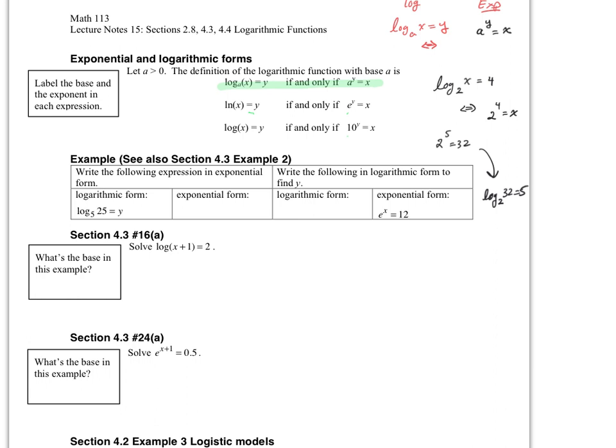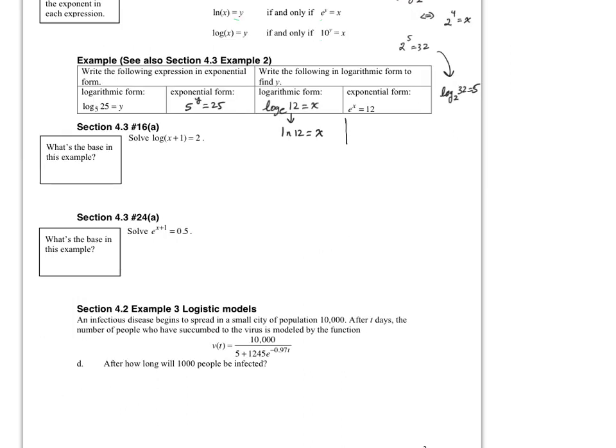So here, the base is 5. So it will be 5 to the y equals 25. Here the base is e, so this will be log e of 12 equals x. Remember that you can rewrite this as just ln of 12. Right, before we solve the problems, let's practice more how to change from log to exponent. So let's say this is log and this is exponential.